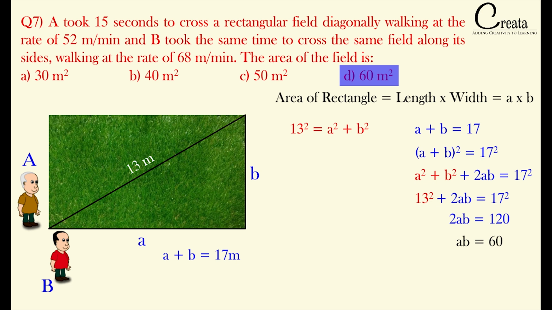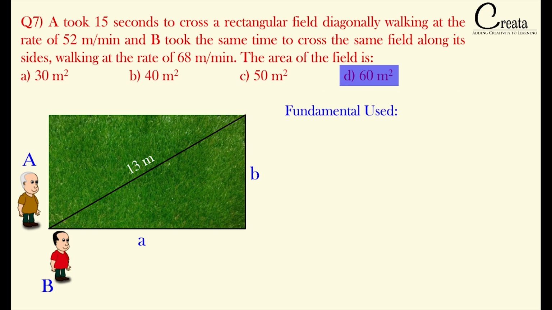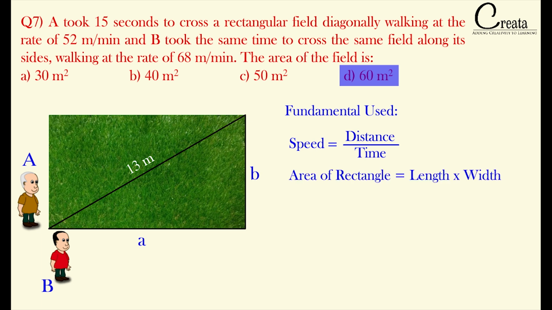So the fundamental that we have used to solve this question is the fundamental of the speed, that is speed is equal to distance upon time. And we have converted the time which is given in second to the minute by dividing it by 60. Further, we have used some basic mathematics and the formula of area of the rectangle, that is length into width, and the Pythagoras theorem. So based on these basic fundamentals, we have solved this question. Got it? So let's move to the next question.